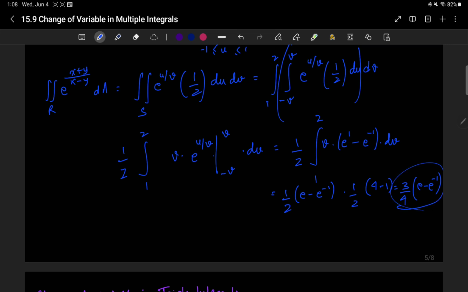So for these kinds of problems, you have to make sure that you do the right substitution. Once you do the substitution, you also have to map the regions out so that you can get the limits, and then find the Jacobian and go ahead with that.